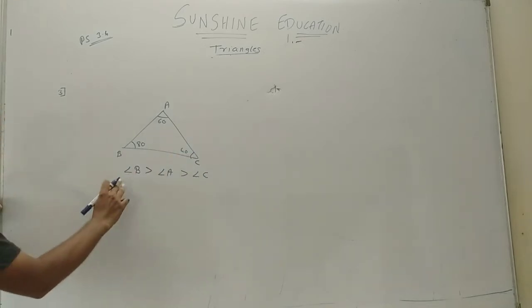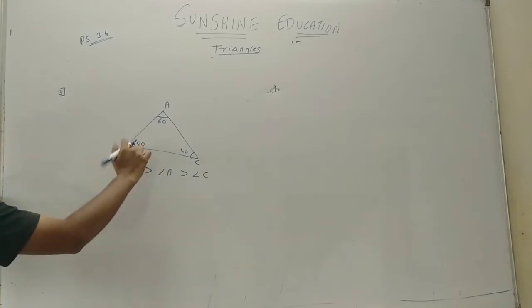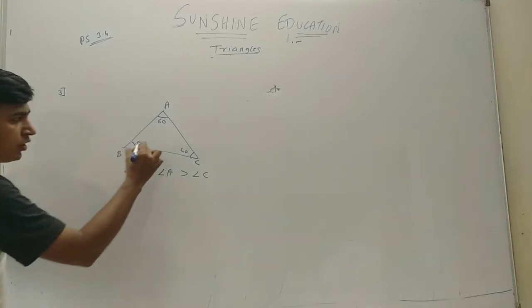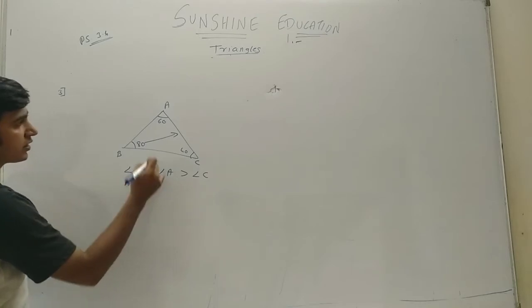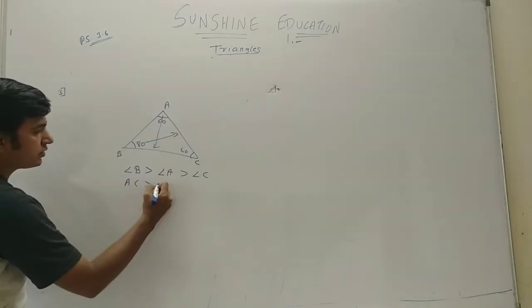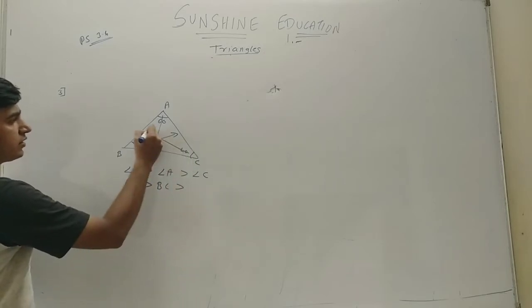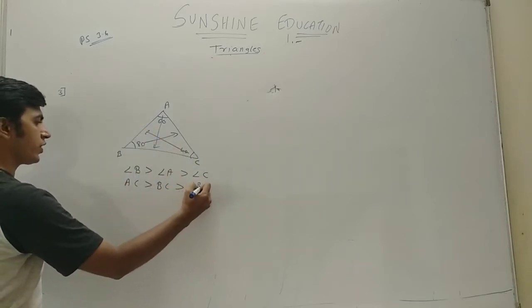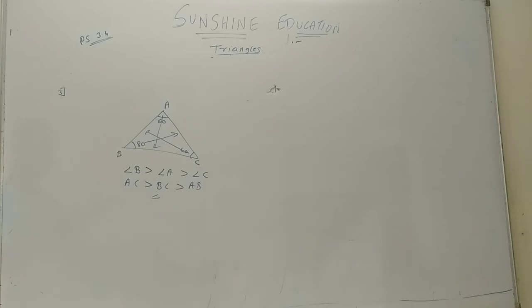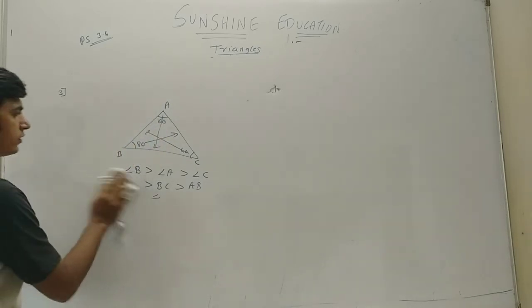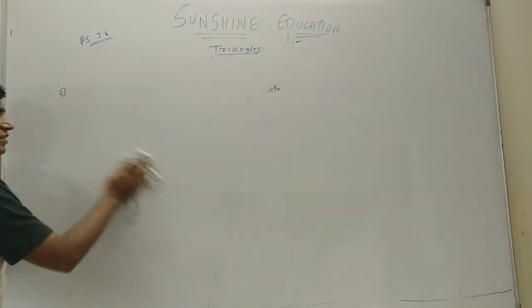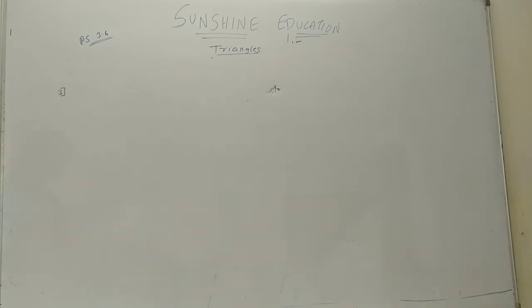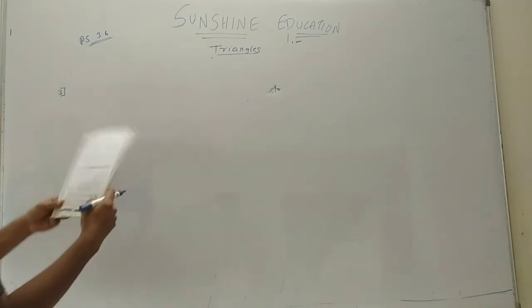Whenever we have like this, the side opposite to the greater angle will be greater. So we can say that AC will be greater than BC, which will be greater than AB. This you need to understand. Side opposite to greater angle is greater, smaller angle is smaller, and vice versa. If sides are greater, then angles opposite to them are also greater. So let's see the third one.